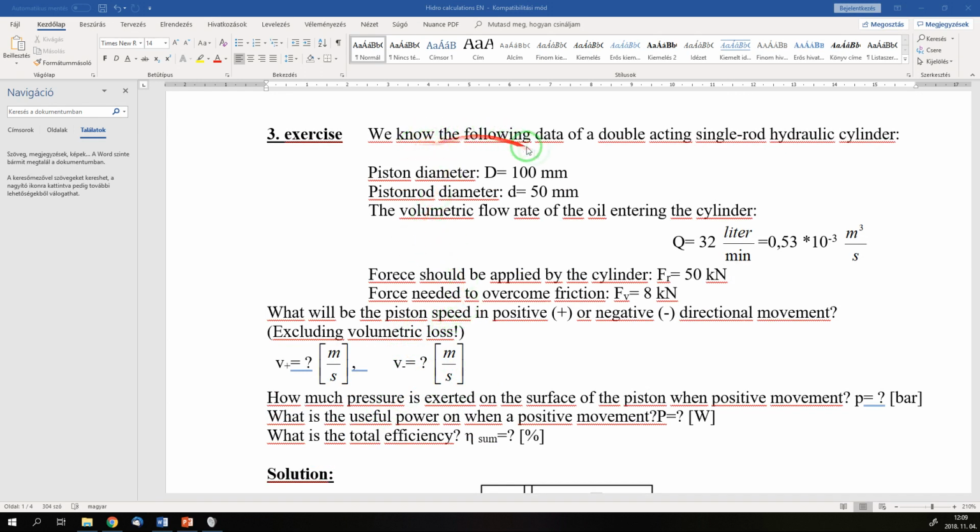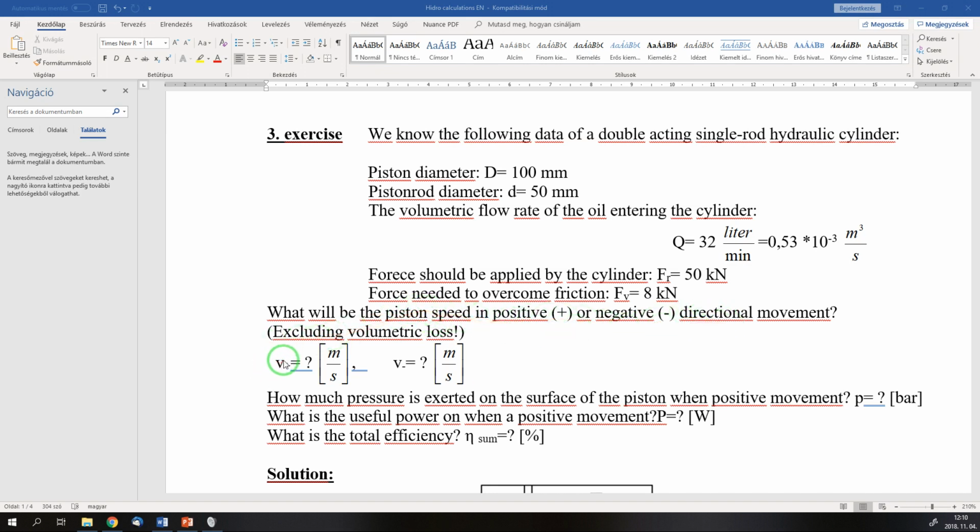Okay, so we know the following data of the double acting single roded cylinder. We have the piston diameter, the piston rod diameter, the volumetric flow rate which is entering the cylinder, and the force that should be applied by the cylinder. So the load force should be 50 kilonewtons, and the force needed to overcome friction, so all the mechanical losses, is 8 kilonewtons.